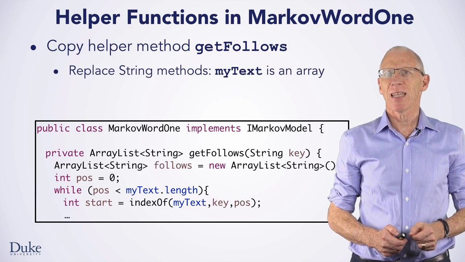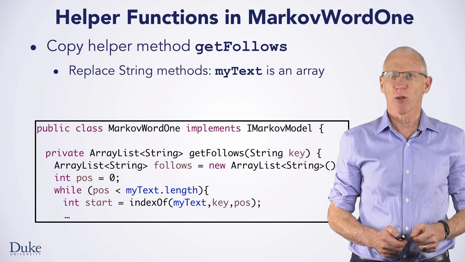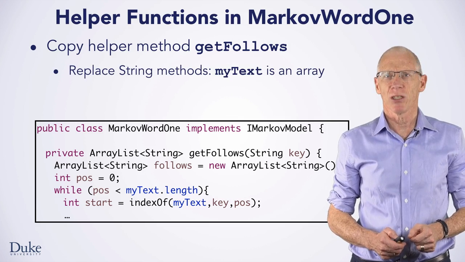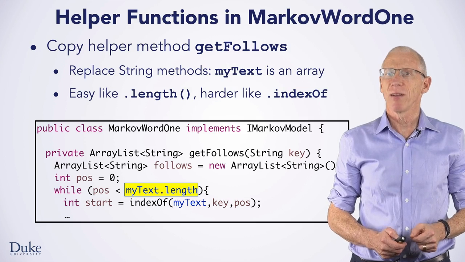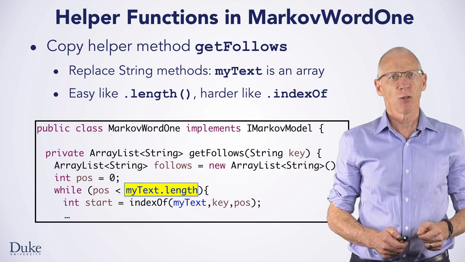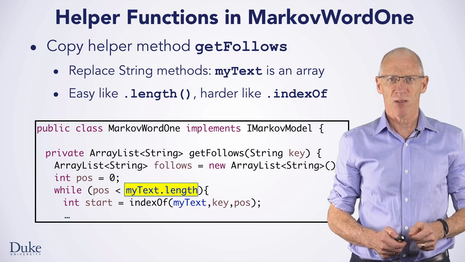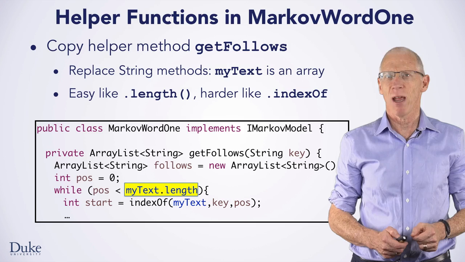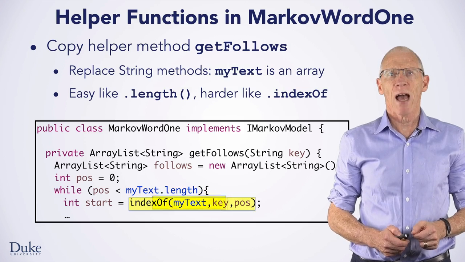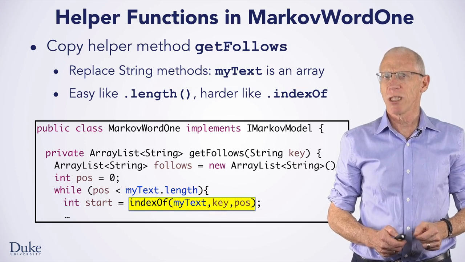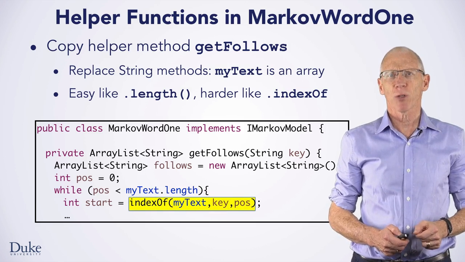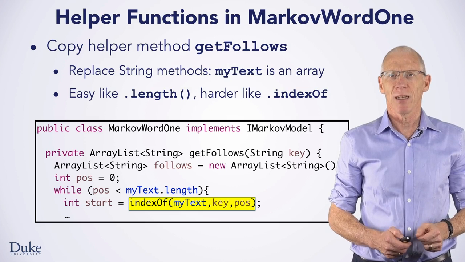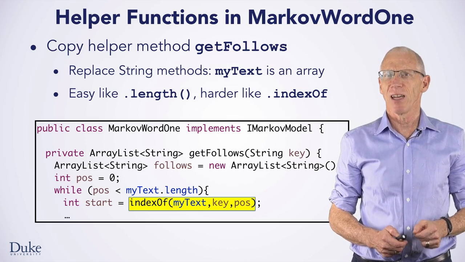Since my text is now an array of strings rather than a string, we'll need to make some changes. Some changes will be easy. We'll need to change the string method .length with parentheses to just .length without the parentheses to find the number of strings in the array myText. We'll have harder changes too, since we'll need to replace the string .indexOf method with a helper method to return the index of a search string key starting at a specified index in an array.